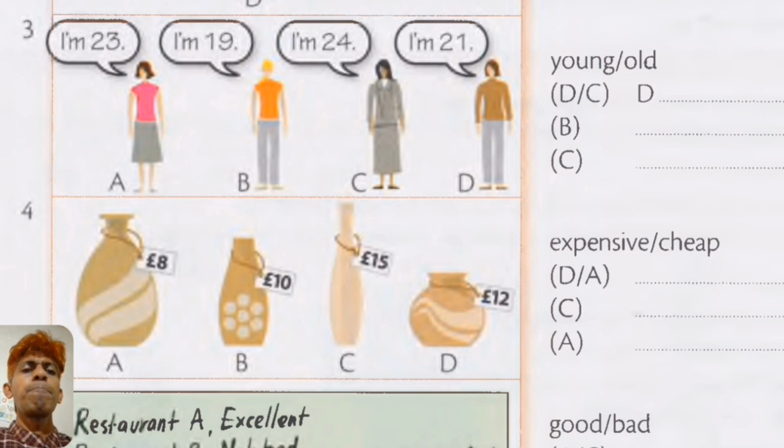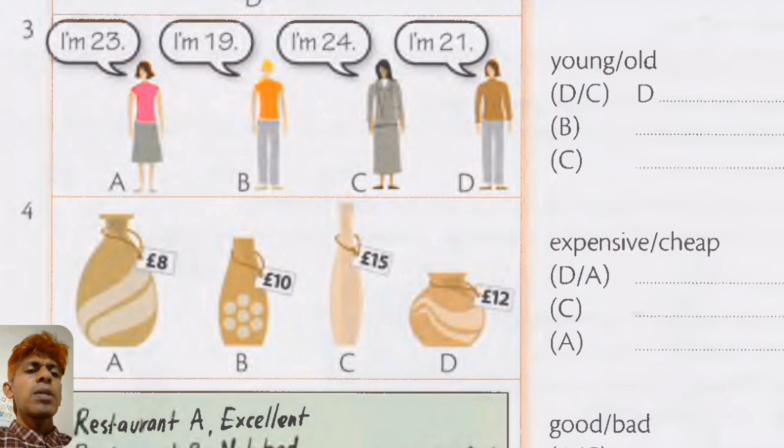There are three girls here. A, B, C, D. 23, 19, 24, 21. Their ages. Okay. 23. I'm 23. I'm 19. I'm 24. I'm 21. Young, old.